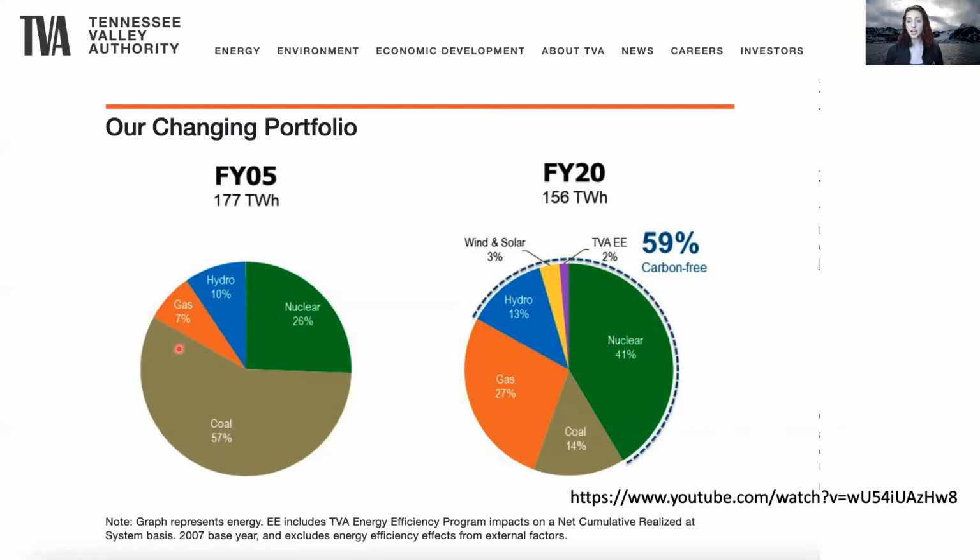So back in 2005, coal represented about 57% of the fuel to generate that power. Fast forward to 2020, coal is only 14% of the energy that they are generating. We can also see that that decline came with an expansion of nuclear power, as well as an expansion of hydroelectric power, and a huge explosion in gas, which went from 7% in the year 2005 all the way to 27% in the year 2020.